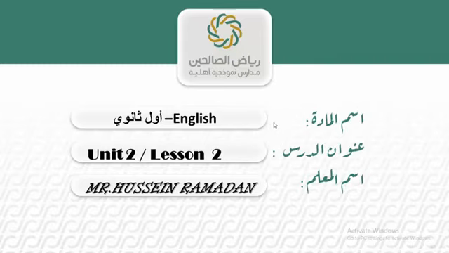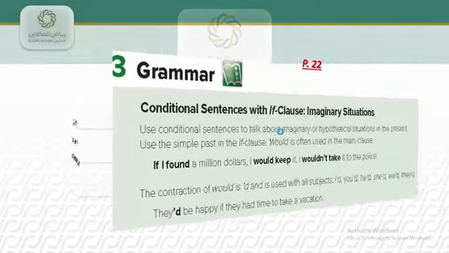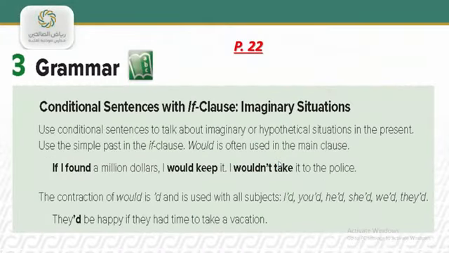Today we are going to have lesson 2 in unit 2. Open your students book on page 22. Today we are going to have some grammatical rules related to some parts. The first part is related to if clause. We have studied before the conditional if, and we knew that the conditional statement is composed of three parts: if plus if clause and the main clause.